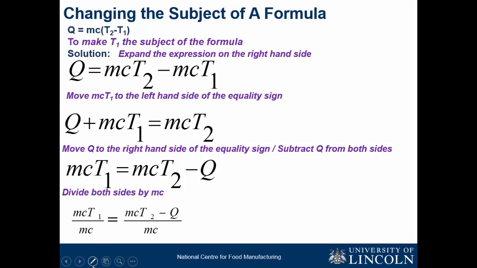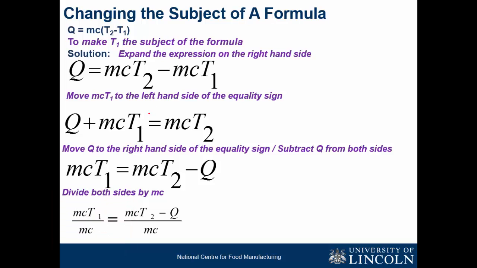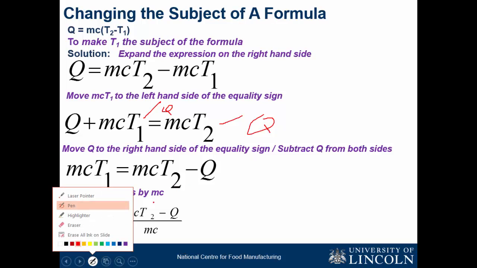Let me see if I can get my pen. If you take away Q from this side, and you also take away Q from this side, what will happen here will be this Q will cancel out this Q. Q minus Q will be 0, so we'll be left with MCT2 minus Q. So whatever we do to the left hand side of the equation, we are doing it to the right hand side of the equation. That is what we've just done. So please take note of that.